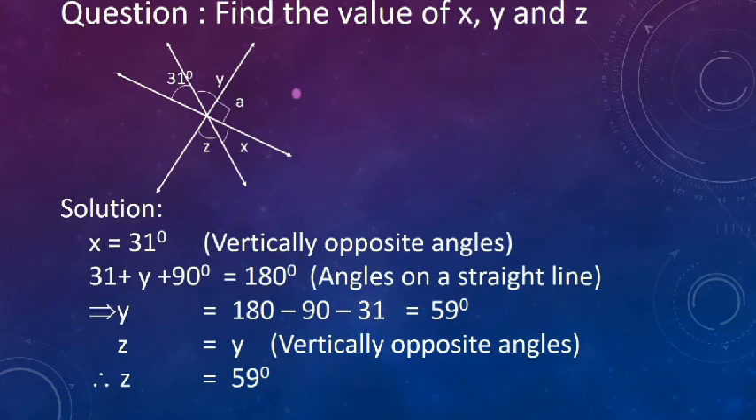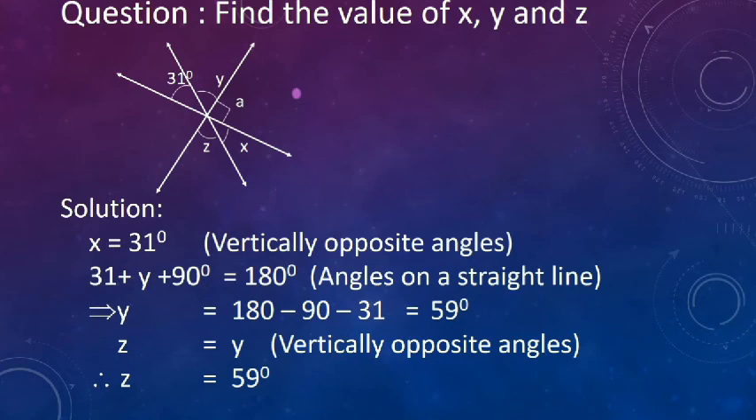Another question: find the value of x, y and z. In this figure, 6 angles are marked. One angle is 31 degrees. 3 angles are given as x, y and z, and one angle is given as 90 degrees. The angle which is marked as A measures 90 degrees. It is shown by the symbol. Now we have to find the value of x, y and z.